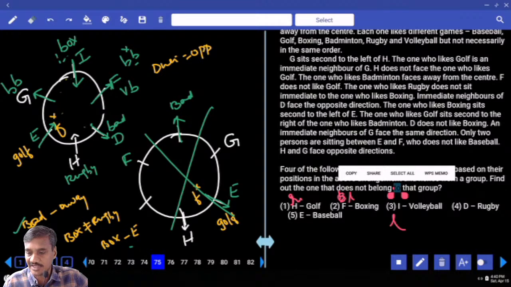Now regarding the directions, we do not have any information. Then H and golf, how many people are there? Adjacent. F and boxing, adjacent. I and volleyball, adjacent. D and rugby are adjacent. E and baseball, they are also adjacent. Then what is the odd one we have? Any answer?